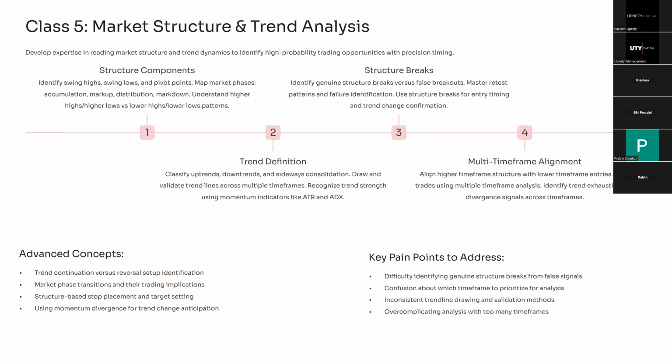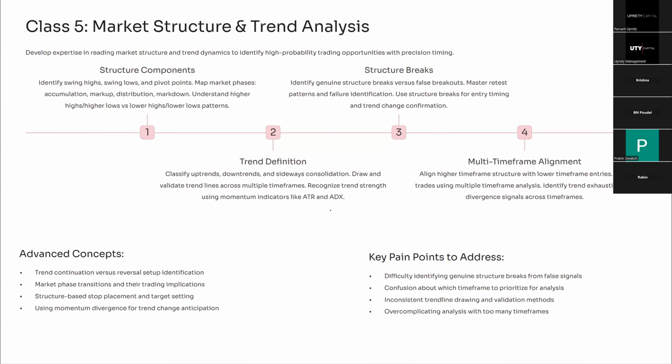This is going to be broken down into a few components. Yesterday everybody was here for about an hour and a half. Today it might be a little bit longer, might be shorter, depending on how fast we get through things and if you guys have questions. We're going to be talking about identifying the swing highs, the swing lows, pivot points, things like that. We're also going to look at the different phases of the market: accumulation, markup, distribution, markdown.